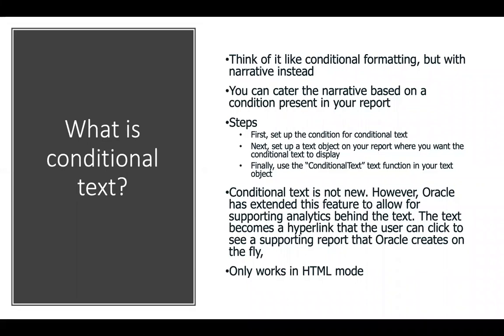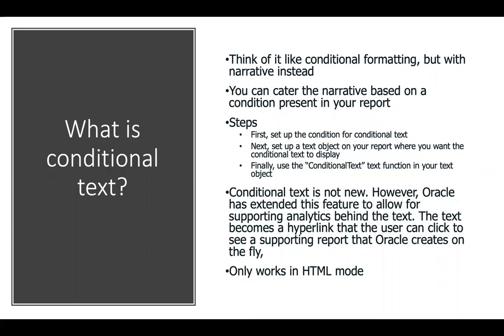And then you're going to set up a text object on your report where you now capture that conditional text. So you need a combination of two features. You first have to set up the conditional text, then you have to set up a text object to capture that conditional text. And then finally, in that text object, you have to use a particular function called conditional text. And then what will happen is when a user runs the report, if any of those conditional text conditions are met, then it will spit out narrative/text in your text box once you've set this up correctly.